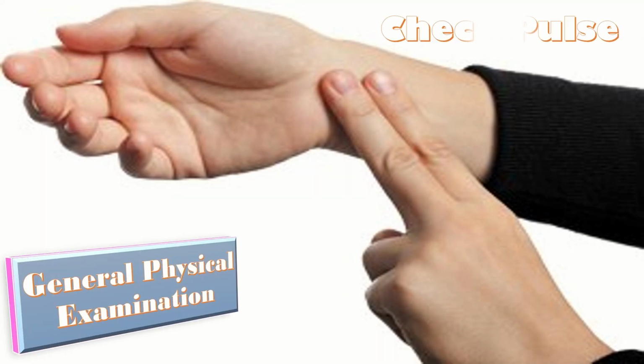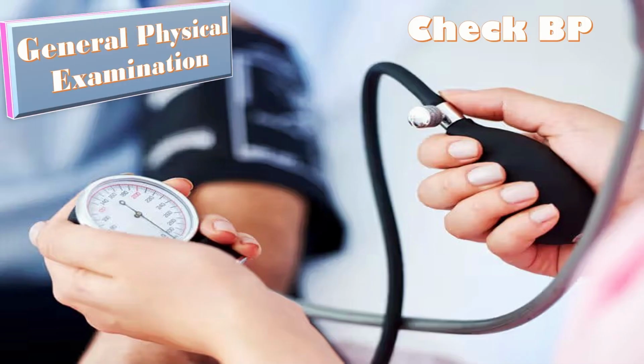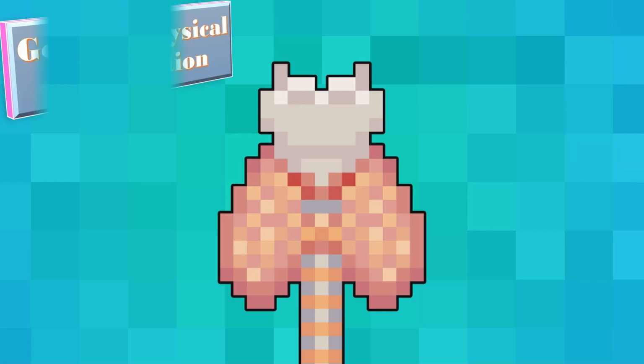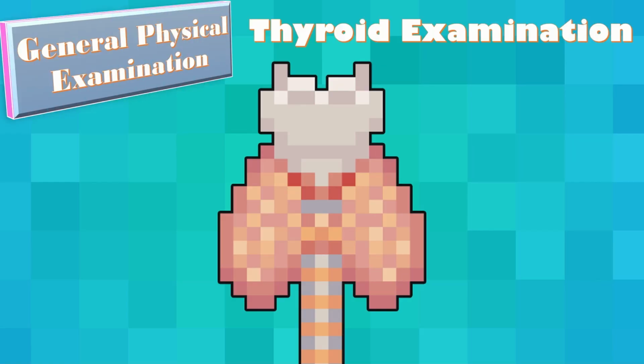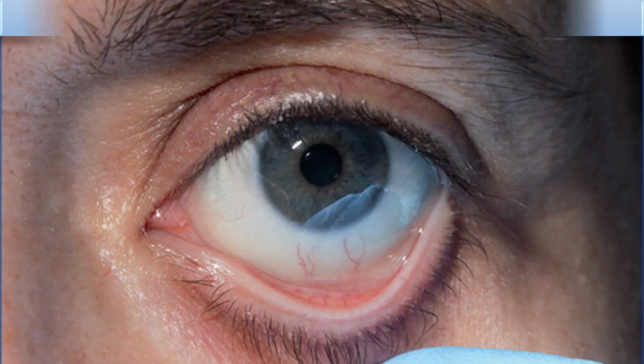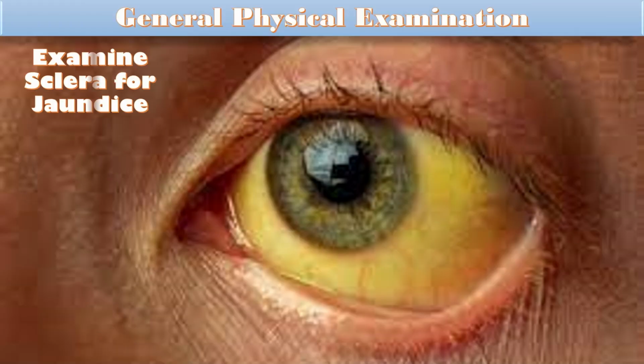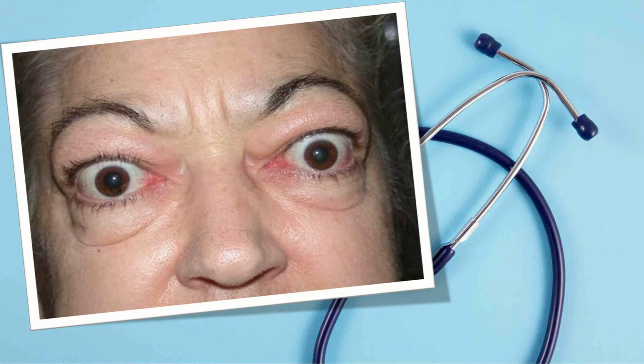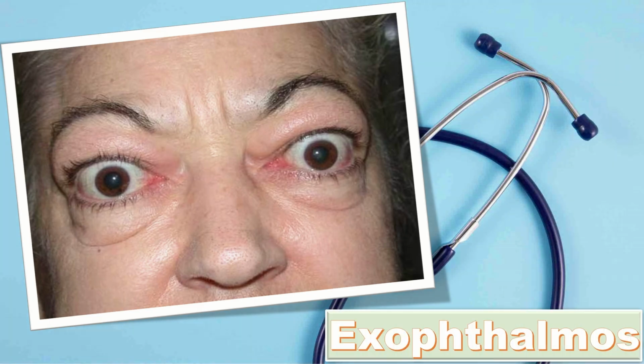After examining the hands, check the pulse for complete 1 minute. Check the blood pressure of the patient as well. Do appropriate thyroid examination by inspection and palpation. Examine the conjunctiva for pallor. Examine the sclera for jaundice. Also examine the eyes for exophthalmos, which is the protrusion of one or both eyes anteriorly. It commonly manifests in thyroid-associated eye disease such as Graves' disease ophthalmopathy.